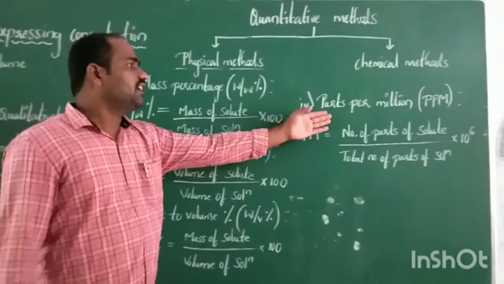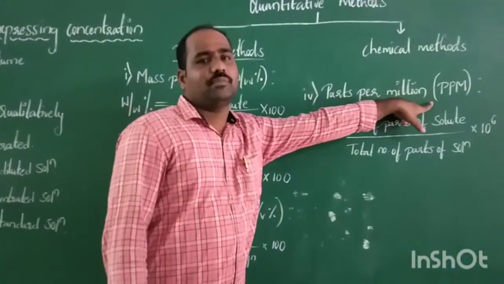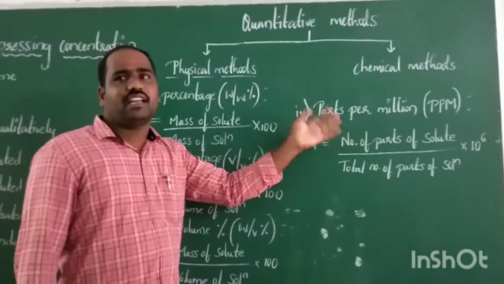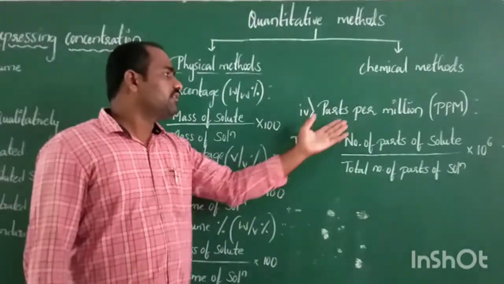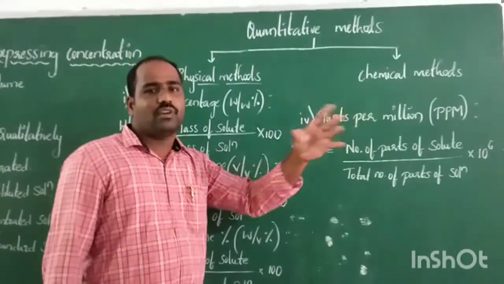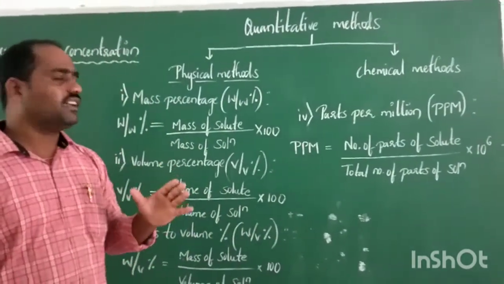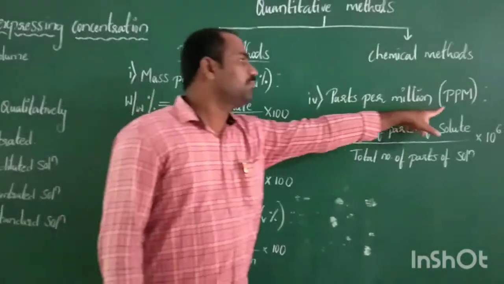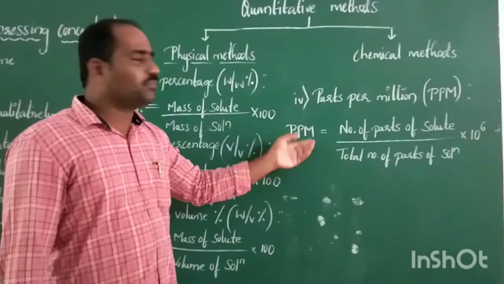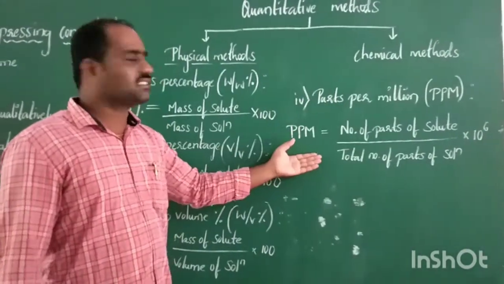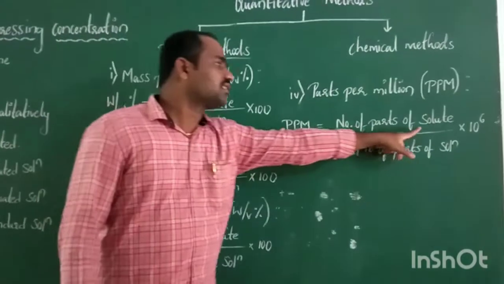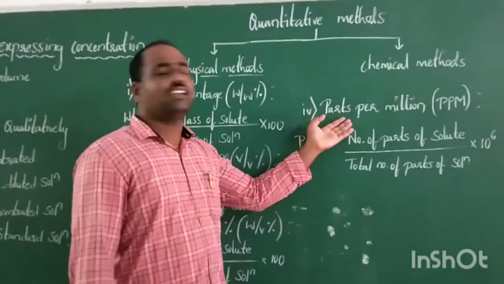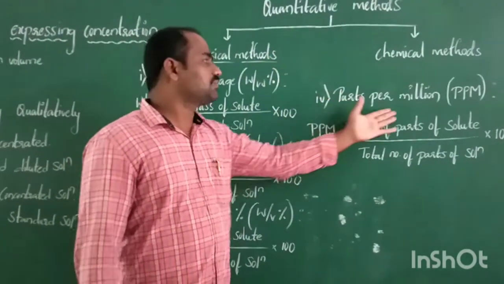The fourth one is parts per million, indicated by ppm. Whenever a small trace of solute is present in a large volume of solution, we can use parts per million. For example, pollutants present in the atmosphere, or the amount of oxygen or carbon dioxide dissolved in the oceans, can be expressed in ppm. Parts per million is defined as number of parts of the solute divided by total number of parts of the solution, times 10 to the power of 6. This is the fourth physical method.